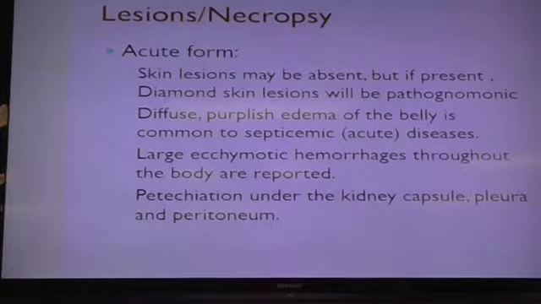So for the acute form, as far as lesions at necropsy, the skin lesions may be absent, but if present, as we showed earlier, you'll see the actual diamond skin. And large hemorrhages throughout the body are often also reported, and again, what I showed you earlier is petechiation of the kidney capsule.